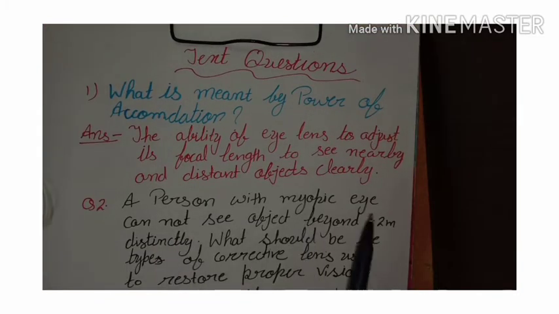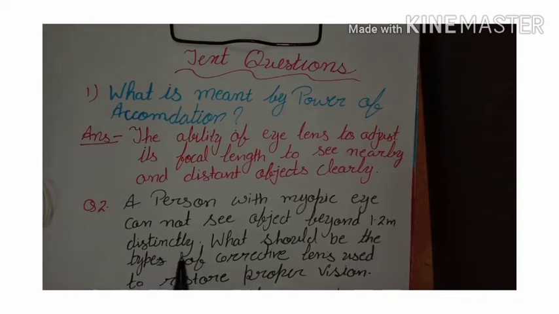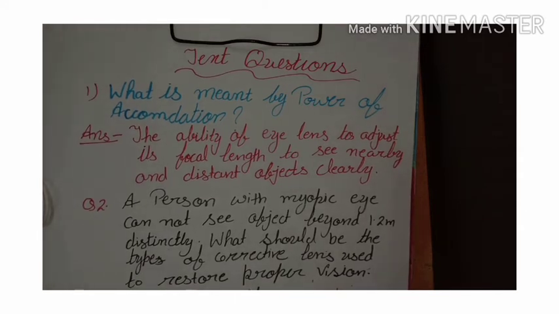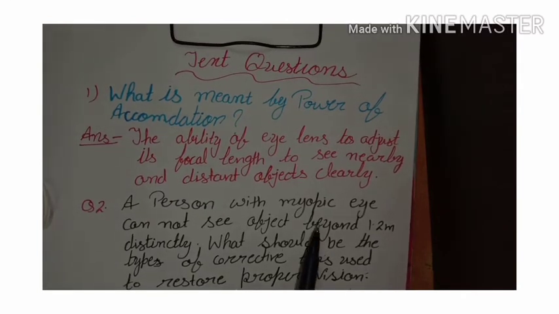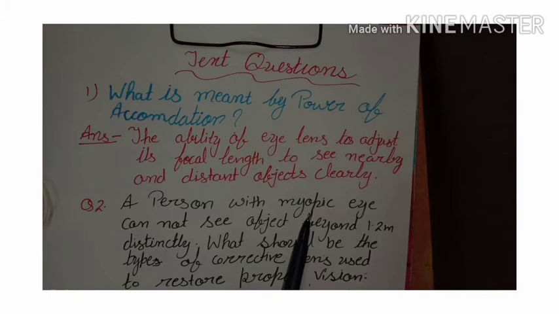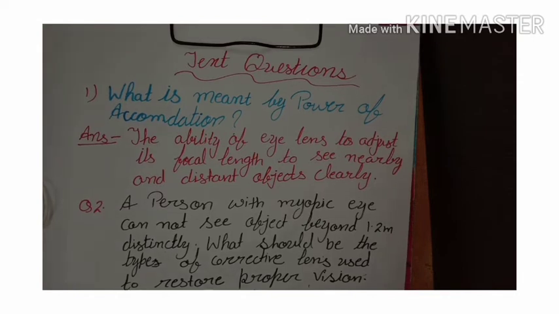A person with a myopic eye cannot see objects beyond 1.2 meter distinctly. What should be the type of the corrective lens used to restore the proper vision? For this we should know about the myopic and the hypermetropic eye, and we know that for the myopic eye person, the solution is that we should use the diverging lens. So we can write.